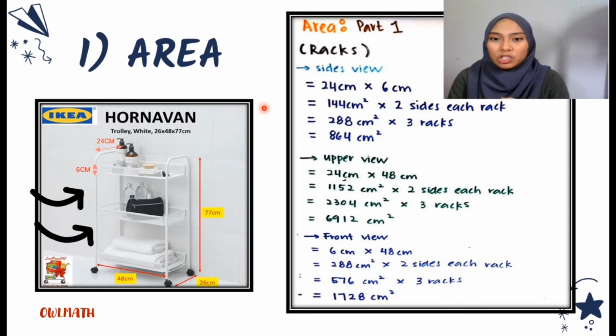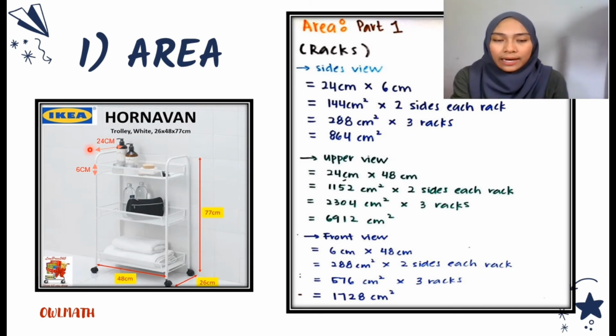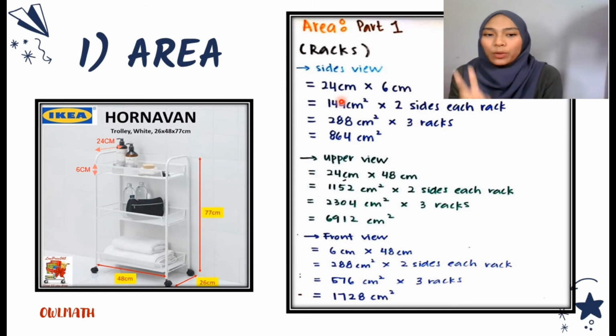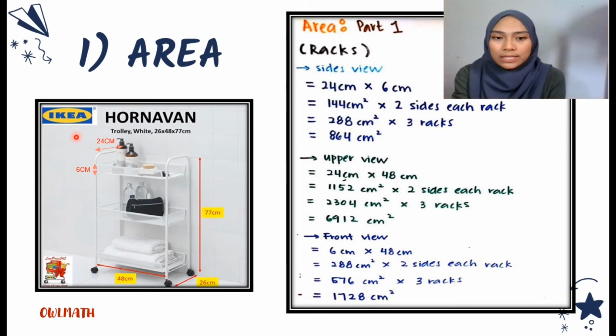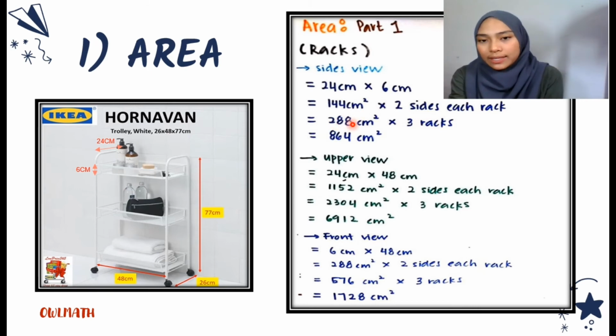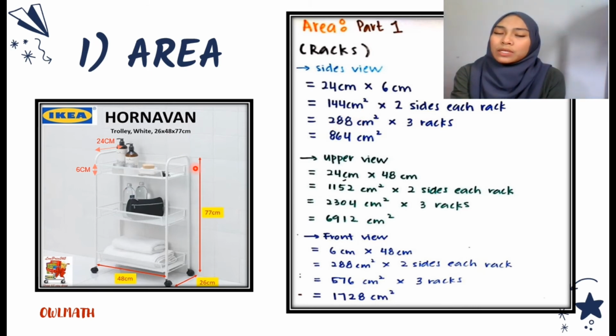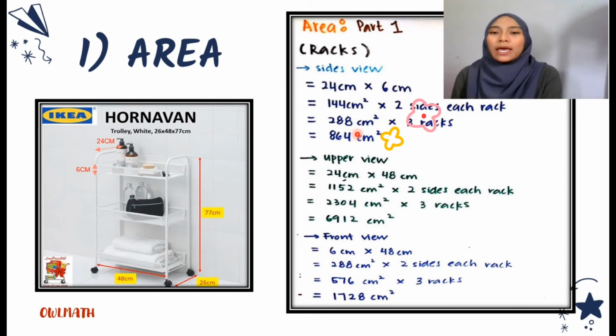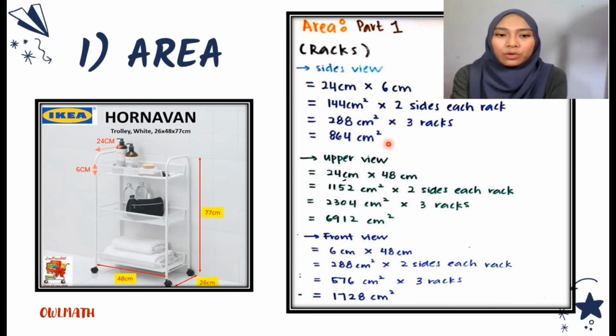First, we measure the side: 24 times 6 cm, so we got 144. We times 2 because we have 2 sides, so we got 288, and because of the 3 racks, we times 3 and we got 864 cm squared.